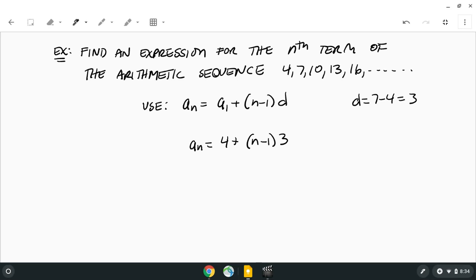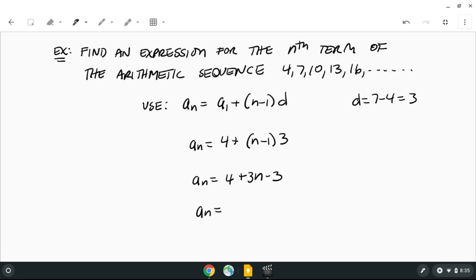So there's your formula. You can simplify this a little bit more. Distribute the 3, so that becomes 3n minus 3, and then clean this up as well. So an is equal to, combine your like terms, 4 minus 3 is 1. So 1 plus 3n, or 3n plus 1. So just clean it up.